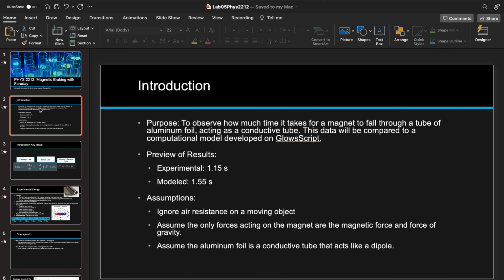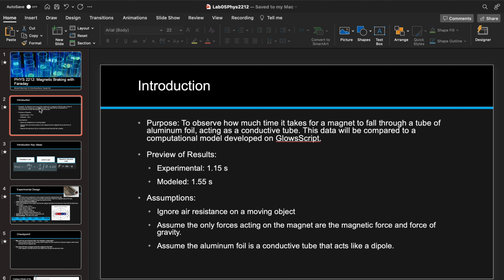So, an introduction to this lab. The purpose of this lab is to observe how much time it takes for a magnet to fall through a tube of aluminum foil, acting as a conductive tube. This data will be compared to a computational model developed by myself on GlowScript using the starter code for this lab.